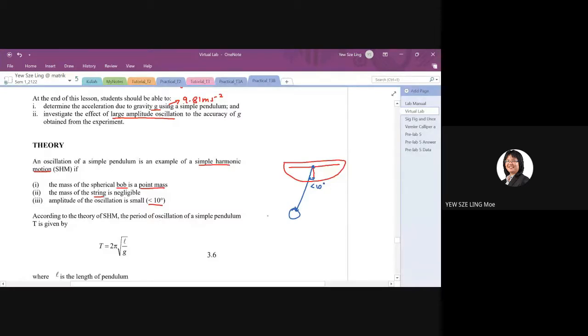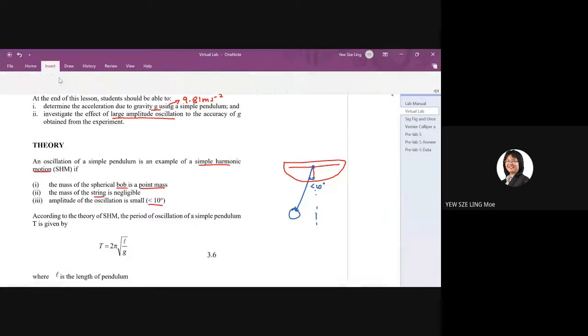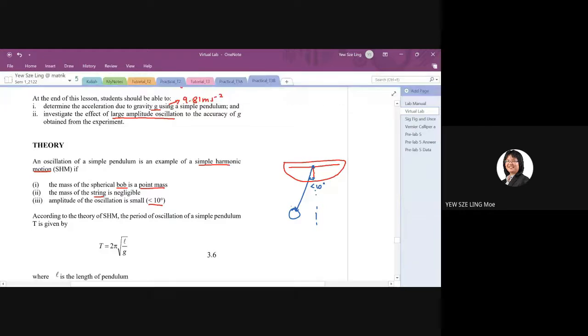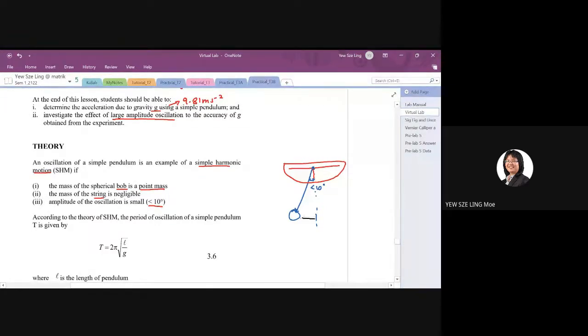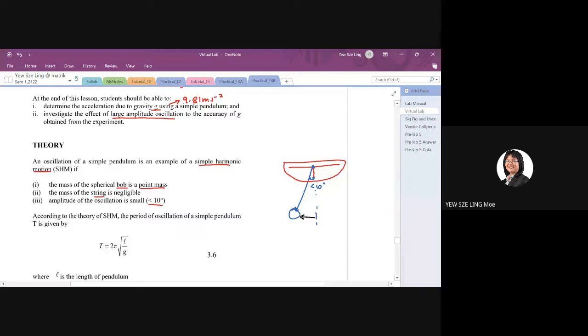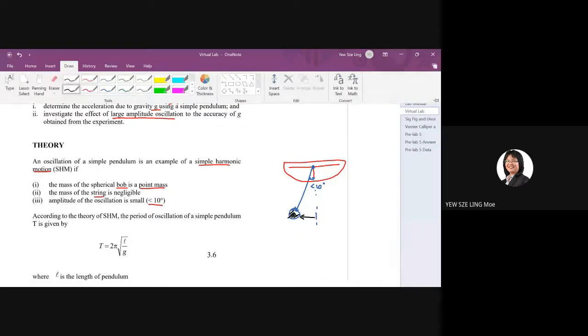That is the assumption, the condition that must be obeyed in simple harmonic motion. Why? Because in simple harmonic motion, if your angle is less than 10 degrees, we assume your object is moving in a straight line. Our equations in chapter 9 are all derived based on the assumption that your object is moving in a straight line from the vertical line until its current position, less than 10 degrees. So that is an assumption.